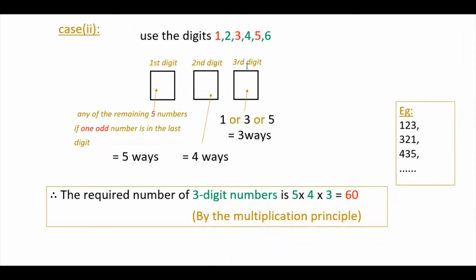So in this case, first you have to check the last digit. It should be an odd number. So 1, 3, 5. Only you have to write 1 or 3 or 5. So there are 3 ways.